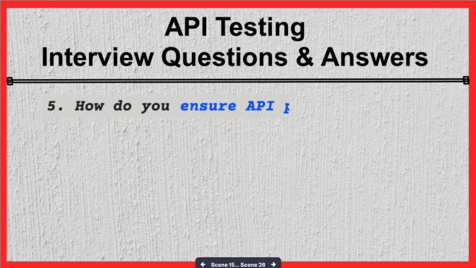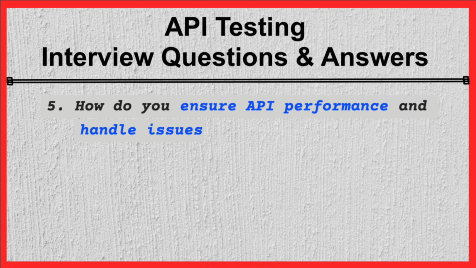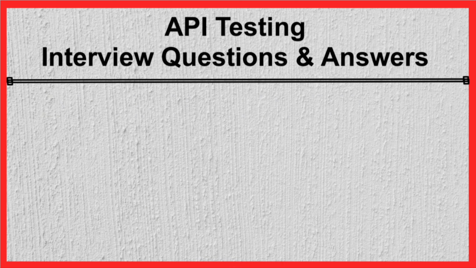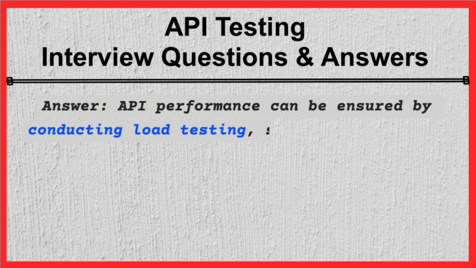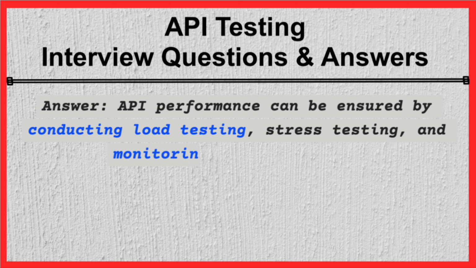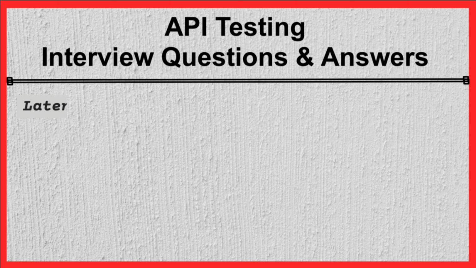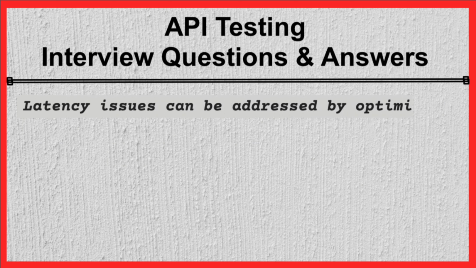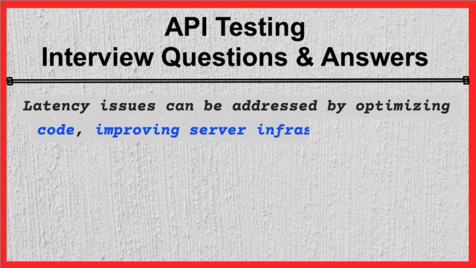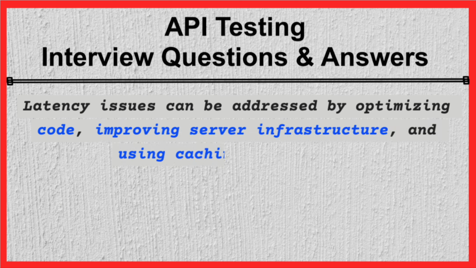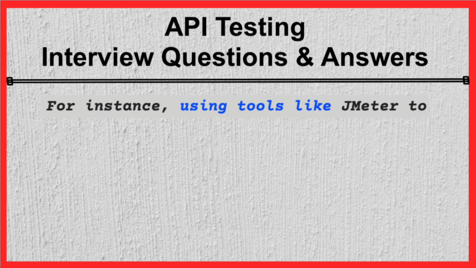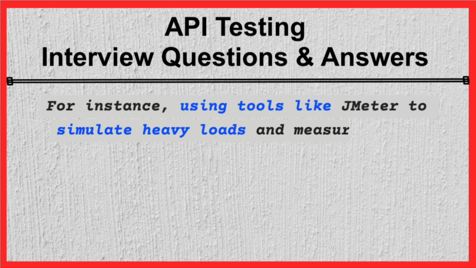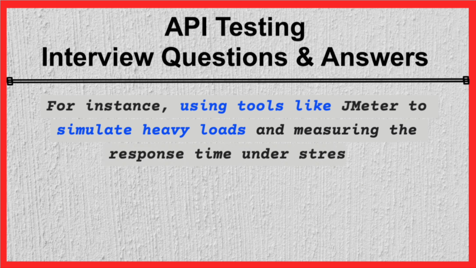5. How do you ensure API performance and handle issues related to latency? Answer. API performance can be ensured by conducting load testing, stress testing, and monitoring response times. Latency issues can be addressed by optimizing code, improving server infrastructure, and using caching mechanisms. For instance, using tools like JMeter to simulate heavy loads and measuring the response time under stress.